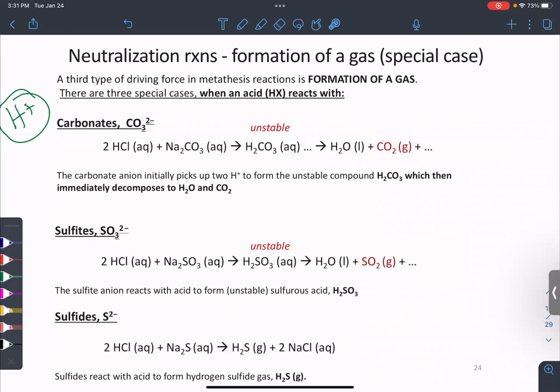So if you've ever done the vinegar and baking soda experiment, what observations do you make? It bubbles. Yes, it bubbles. Those bubbles are what? CO2 gas. Yes, very good.